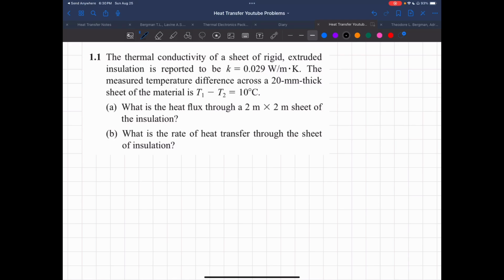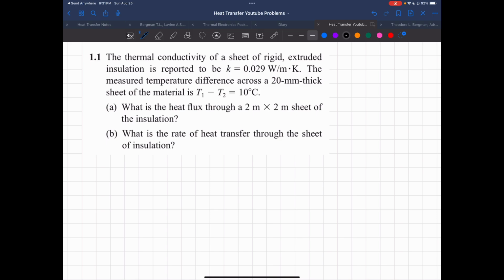So here we have problem 1.1 from Fundamentals of Heat and Mass Transfer, and the problem is the thermal conductivity of a sheet of rigid extruded insulation is reported to be k equals 0.029 watts per meter Kelvin. The measured temperature difference across a 20 millimeter thick sheet of the material is T1 minus T2 equals 10 degrees Celsius. And then we have a two-part question.